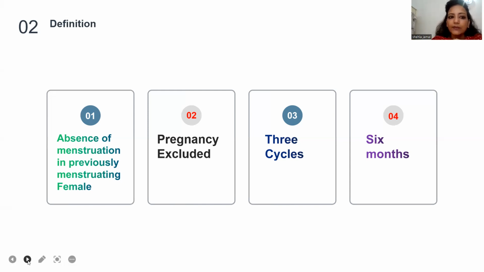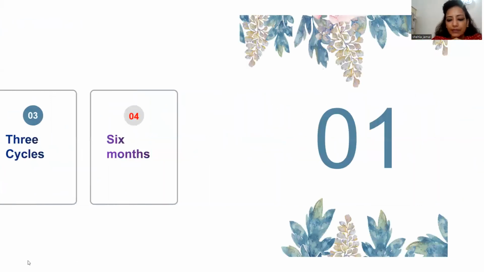So I will repeat: one, absence of menstruation in a previously menstruating female. Second, you have excluded pregnancy. Third, 3 cycles or 6 months have passed since the patient has menstruated.